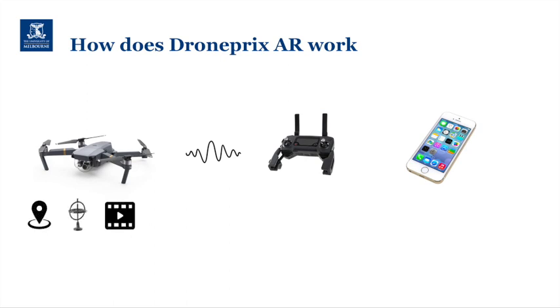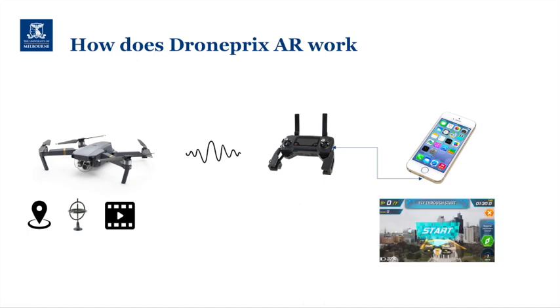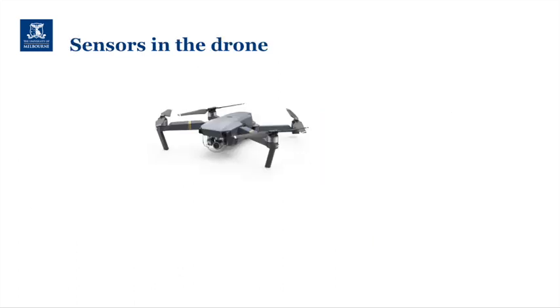The controller will exchange information with the drone via radio, control the drone's movement, and receive data from the drone. This data will simultaneously pass to the smartphone via USB connection and be processed by the application in order to render the virtual objects and present the video together in real time. The data is collected through the various sensors on the drone.